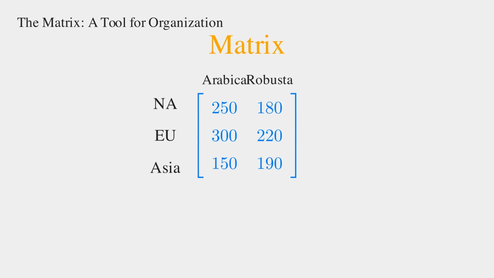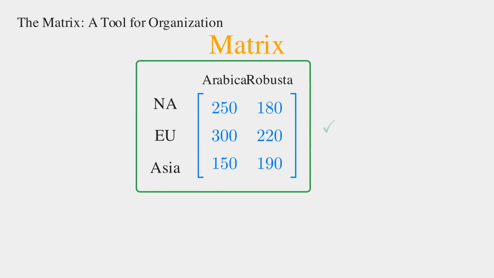In our coffee crisis, we can represent our current inventory as a matrix where each row is a region and each column is a bean type. See how neatly our complex data now fits into this structure?